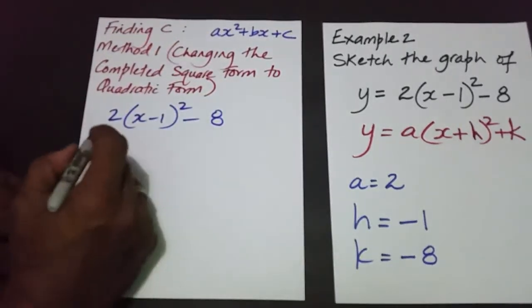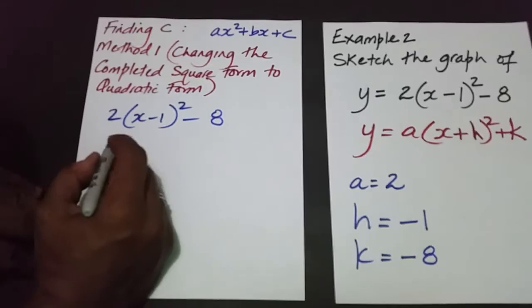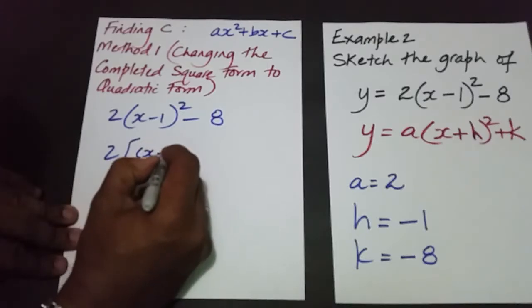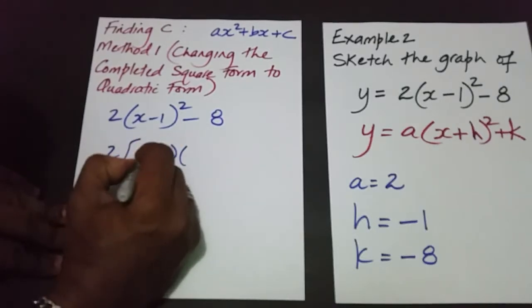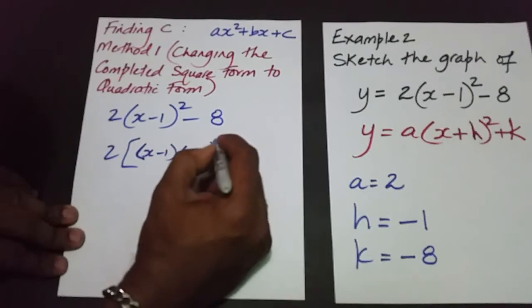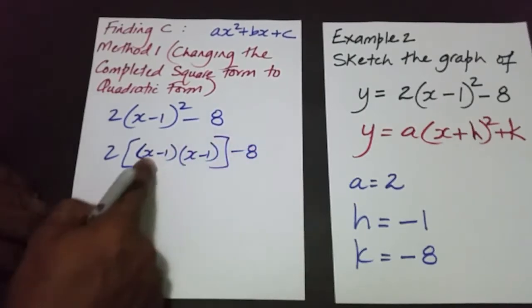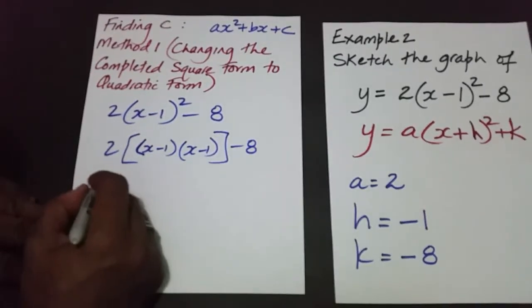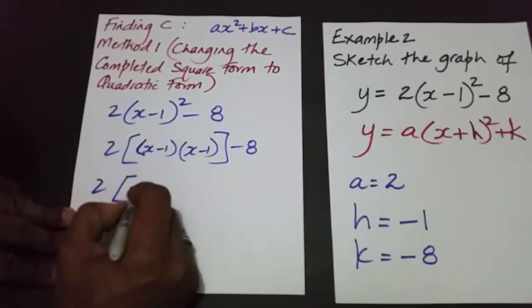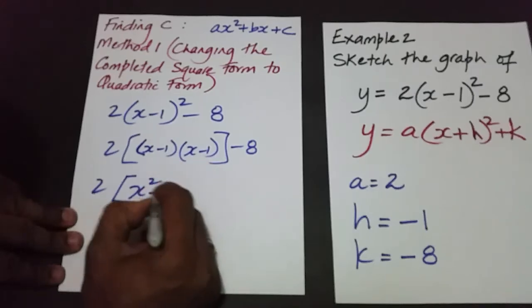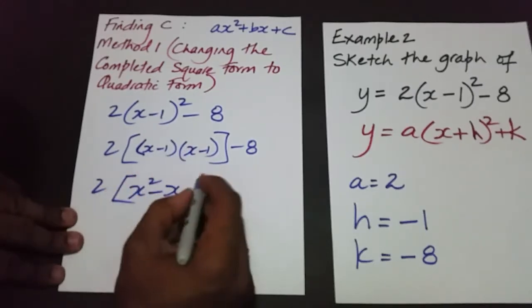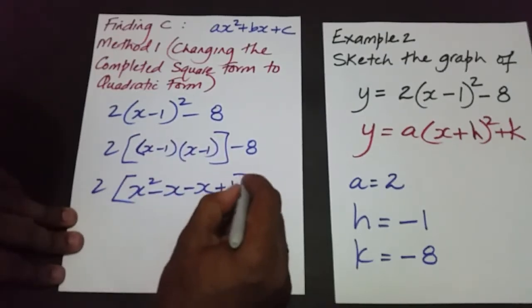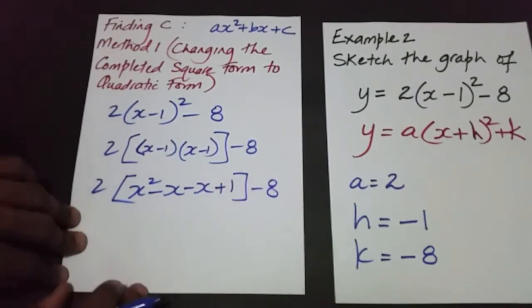So all I'm going to do is expand this. So it's simply going to be (x minus 1) in one bracket times (x minus 1) in the other bracket, and then minus 8. So I'm going to be focusing on expanding here. So it's simply going to be x times x is x squared, x times minus 1 is minus x, minus 1 times x is minus x, and minus 1 times minus 1 is positive 1. And then we put the minus 8 outside.